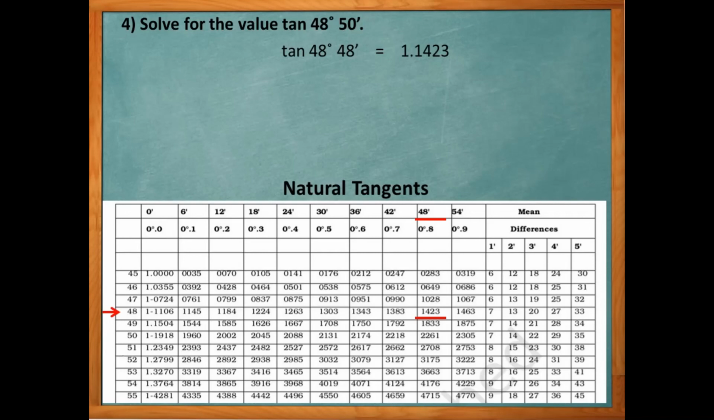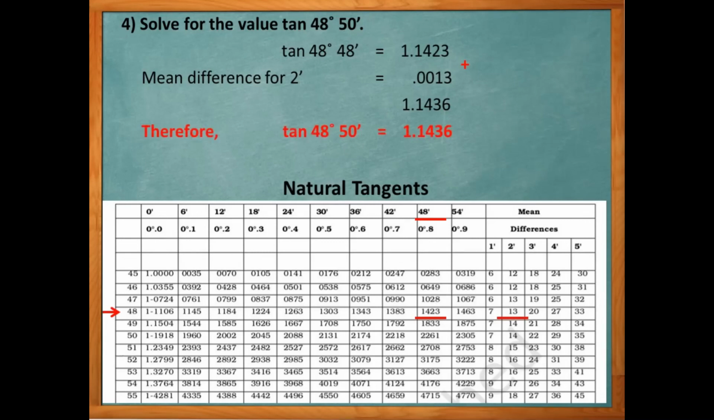So let's find the mean difference of 2 minutes along the row of 48 degrees. And it is 13. And 13 is actually 0.0013. So we will add 0.0013 to the value of tangent 48 degrees and 48 minutes. And the sum is 1.1436. So, therefore, the value of tangent 48 degrees and 50 minutes is 1.1436.